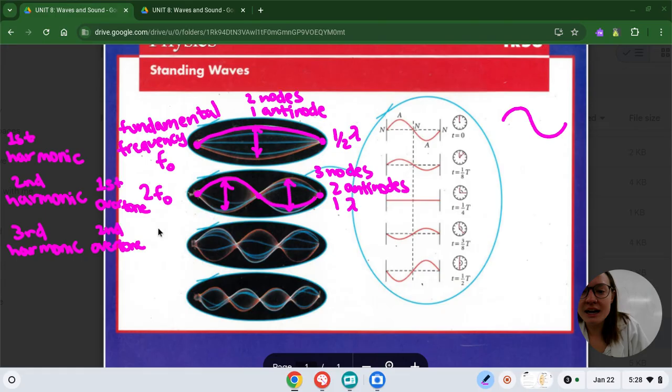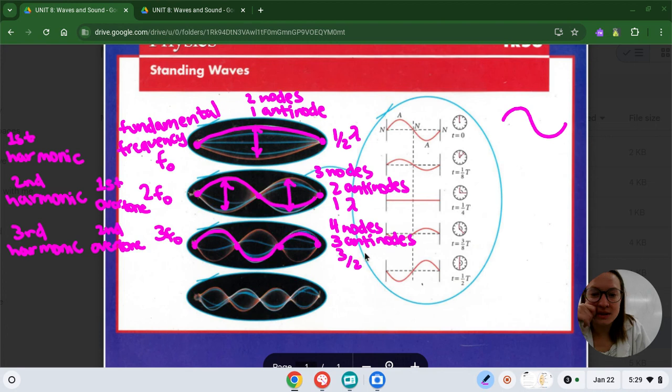So for a string whose fundamental frequency, its initial resonance frequency, its natural frequency, is 3 hertz, the second harmonic would occur at 6 hertz. The third harmonic would occur at 9 hertz, and what you'd get is a standing wave when you vibrate it back and forth at 9 hertz that has 4 nodes, 3 antinodes, and a total of 1 wavelength and a half a wavelength. So 1.5 wavelengths, or 3/2 lambda.